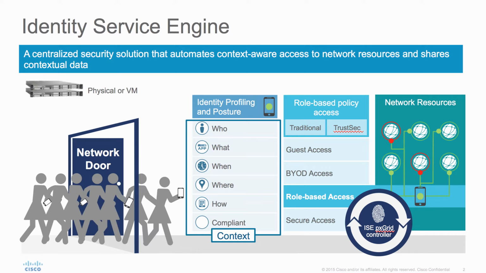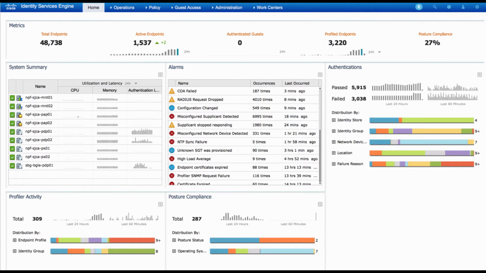The wealth of information we get as folks and devices try to connect to the network gives us a great picture of what's on the network at any given time. Also, equally important, we can share all this contextual data with other products and solutions such as SIEM and threat defense vendors using pxGrid. Okay, so let's get on with the demo.